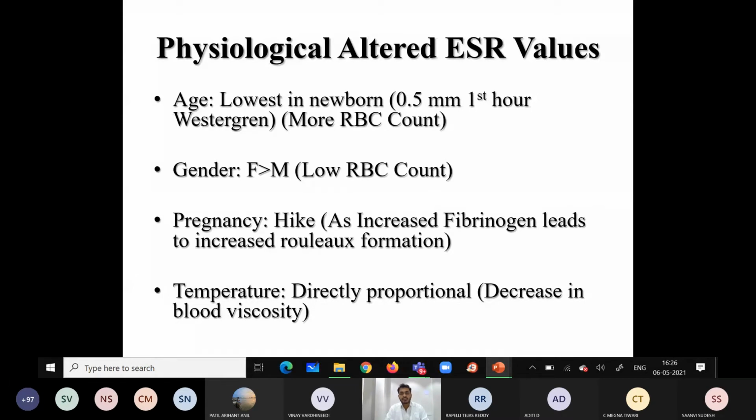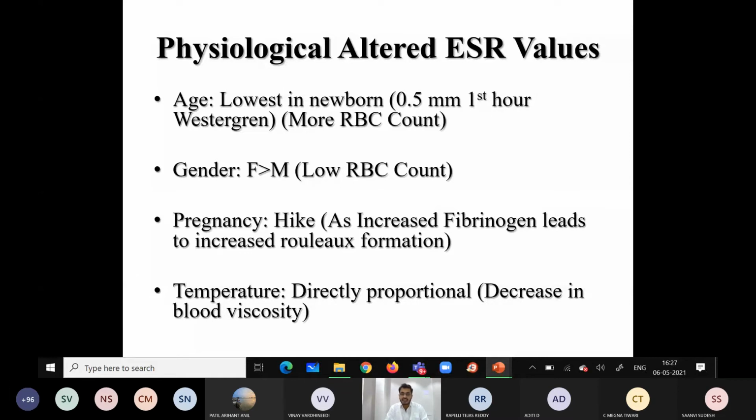The physiological altered ESR values. What are the conditions physiologically where you can see an altered ESR? This question is frequently asked in university exams by the external examiner. Last time also, almost 80% of students were asked this question. Tell me physiological reasons of altered ESR values.